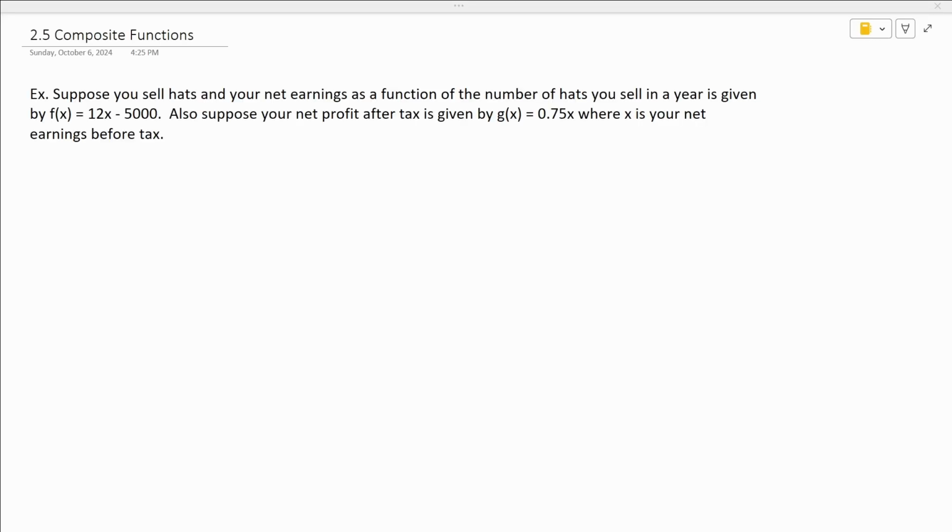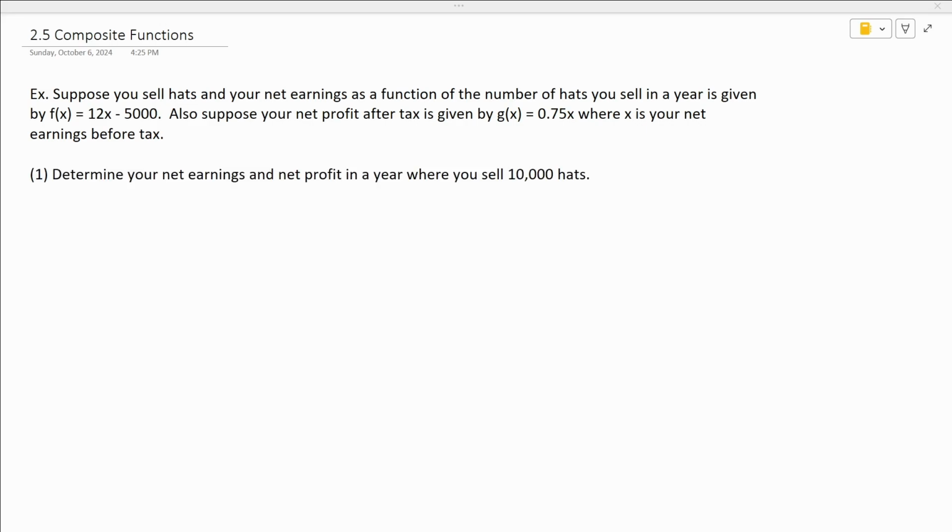Let's start this lesson off with an example. Suppose you sell hats, and your net earnings as a function of the number of hats you sell in a year is given by f of x equals 12x minus 5,000. So x is the number of hats you sell, and f of x, the output, is your net earnings. Also, suppose your net profit after tax is given by g of x equals 0.75x, where x is your net earnings before tax, and then g of x, the output of that function, would be your net profit after tax.